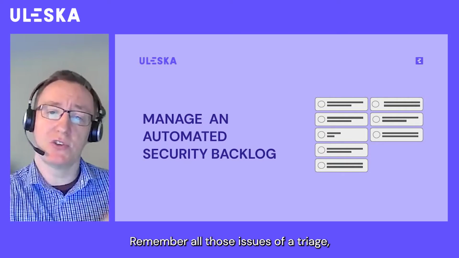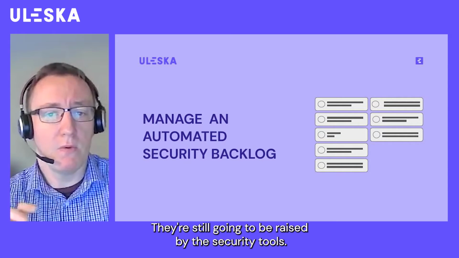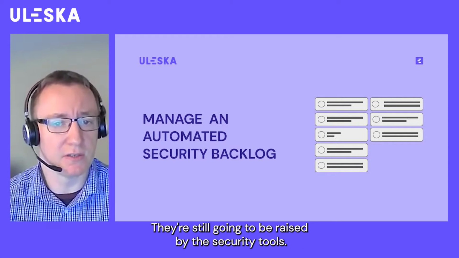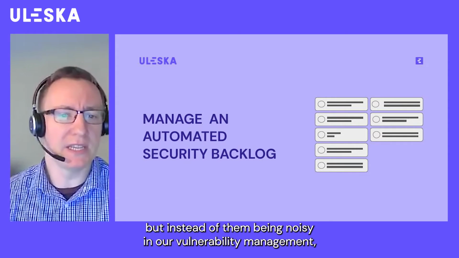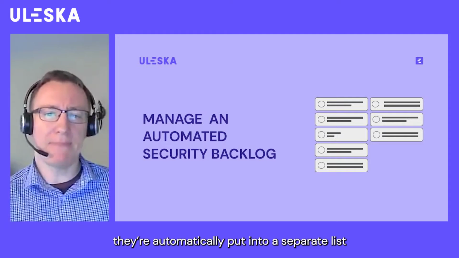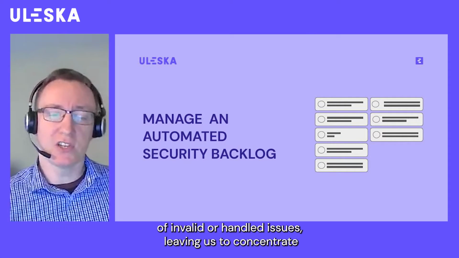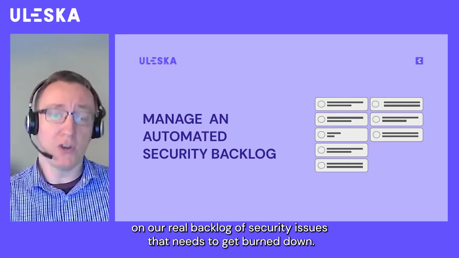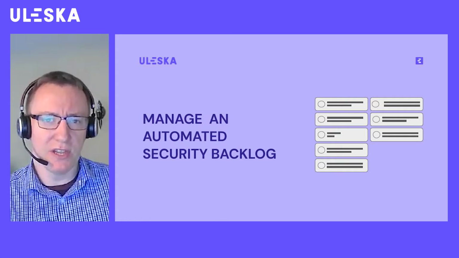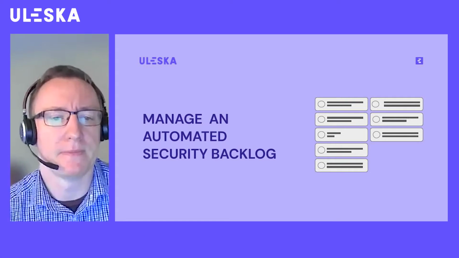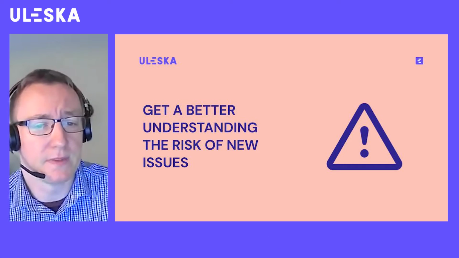And remember all those issues that were triaged out, the false positives, the duplicates, the non-issues, they're still going to be raised by the security tools. The trigger in the code or the project is still going to be there. But instead of them being noisy in our vulnerability management, they're automatically put into a separate list of invalid or handled issues, leaving us to concentrate on our real backlog of security issues that needs to get burned down. It makes it so much simpler to be able to concentrate on issues and not be distracted by a lot of noise.